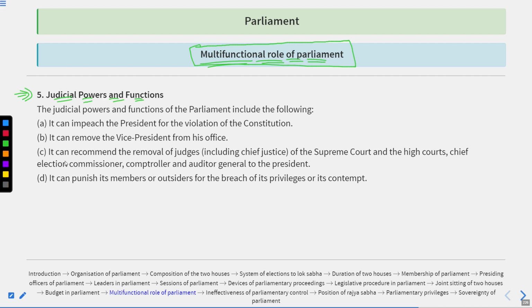Now many of you will think that whenever we talk about the judiciary, we always go to the pillars of democracy. Like we know, democracy has three pillars. Nowadays we also say four pillars. I will tell you why we say four pillars, but before that let's cover the three pillars. These three pillars are legislature, executive, and judiciary.